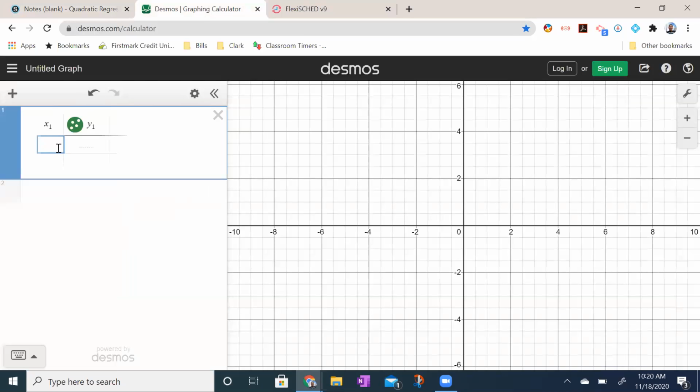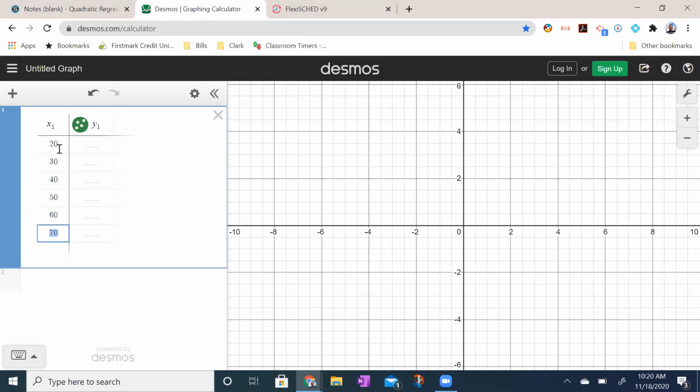So let's do it. All right, so x-axis, we got 20. It goes by tens basically. Then 30, and see, it's already predicting I'm going by tens, so I need to go all the way to 70. So I'm just going to keep hitting enter. Boom, pretty easy. Then let's put our y values in, which is 25.2. And then our next one, 28.5. Then 30.1. See, these are not pretty numbers. 30.4. 27.8.